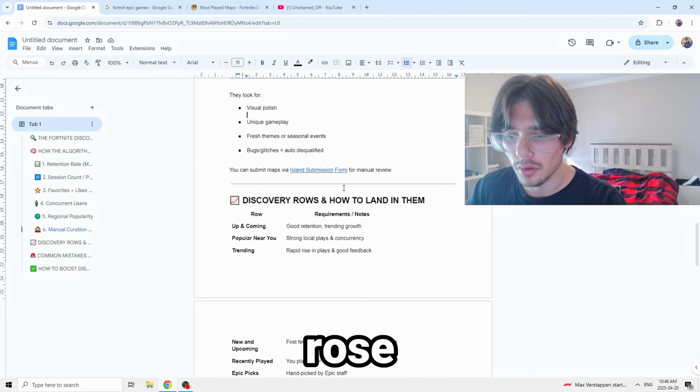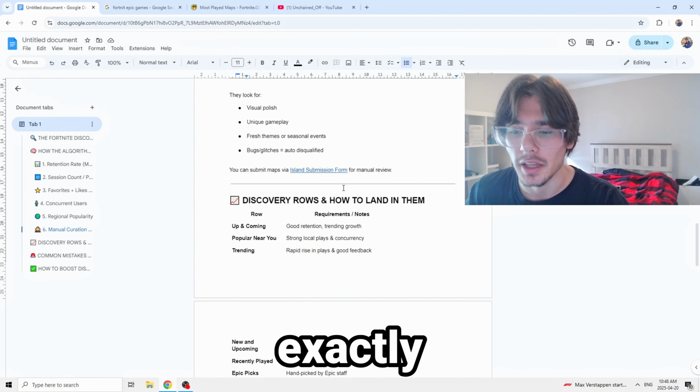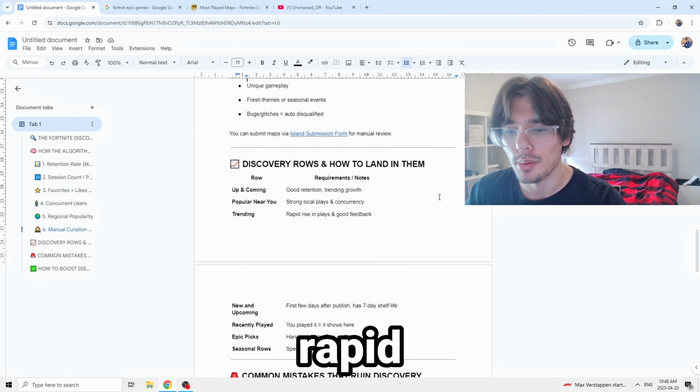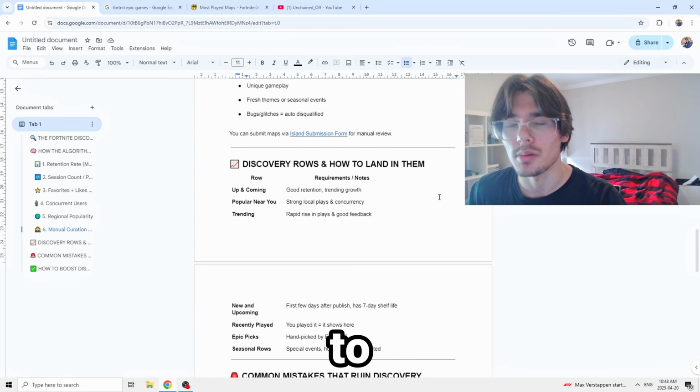So now, the discovery rows and how to land in them. How does this actually happen? This is exactly how. Requirements and notes. You need good retention, trending growth, strong local players in your country and region, rapid rise in plays and good feedback. So you guys definitely need to be building personal brands.